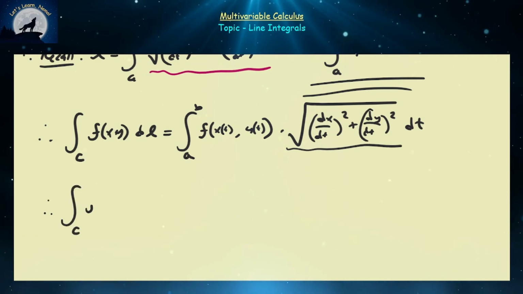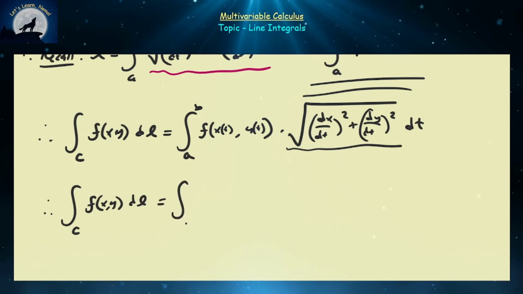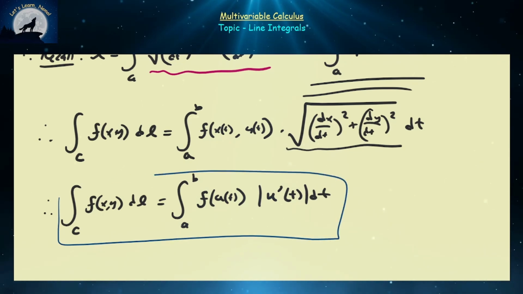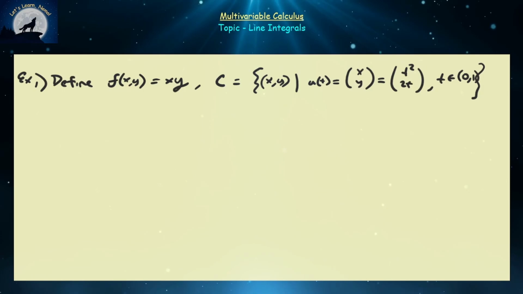So the integral of f(x,y) dl will be equal to the integral from a to b of f of u of t, where u of t is the parametrization of all xy points along C, times the magnitude of the derivative of the parametrization function, u. And this is the primary formula for calculating line integrals. Let's do a quick calculation example just to make sure we're comfortable with how to calculate a line integral.